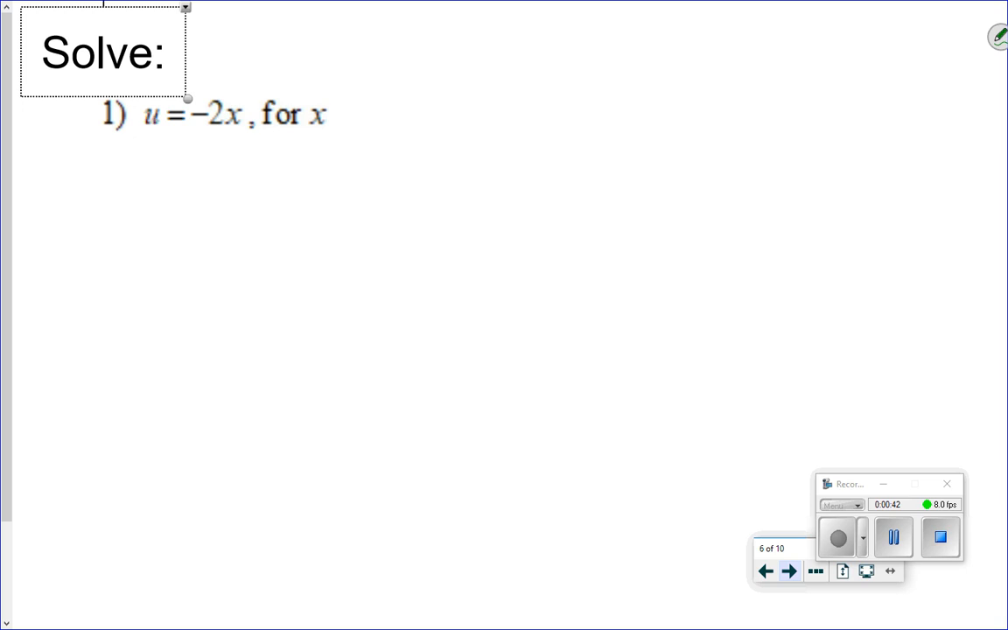This is an example of a literal equation. It's pretty simple. It's just a one-step equation. It's u equals negative 2x, and we're going to solve for x. This is just telling you which variable you want to isolate. So that means you're going to isolate x. You're going to get x by itself, like we're used to doing. It's usually x that we get by itself, but in these literal equations, it could be any letter.